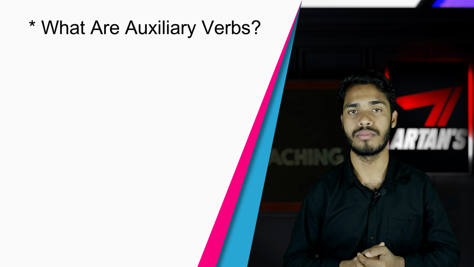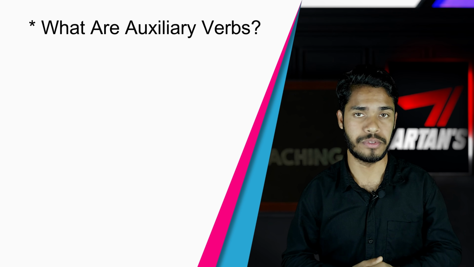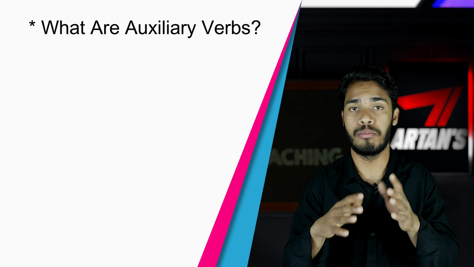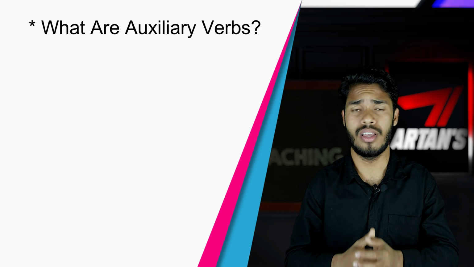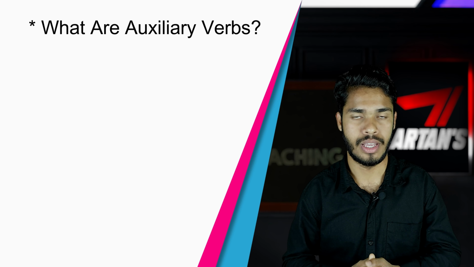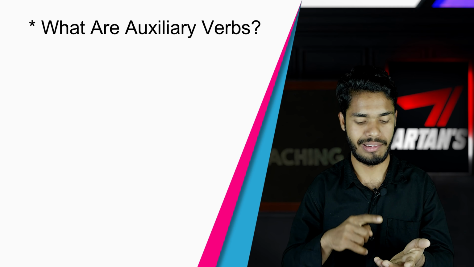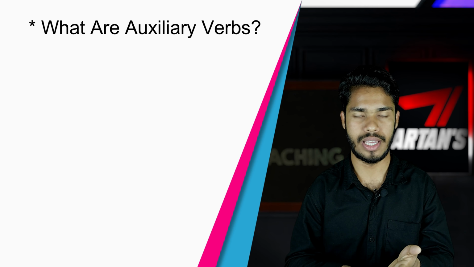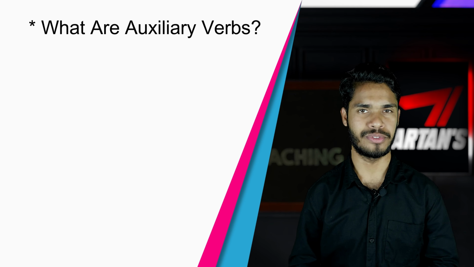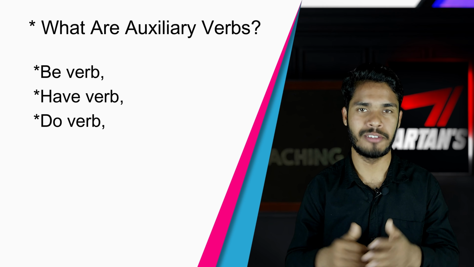First of all, what are auxiliary verbs? Auxiliary verbs, also called helping verbs, are verbs that support the main verb in a sentence. They help form tenses, negatives, questions, and even the passive voice. There are three main auxiliary verbs: be verb, have verb, and do verb.